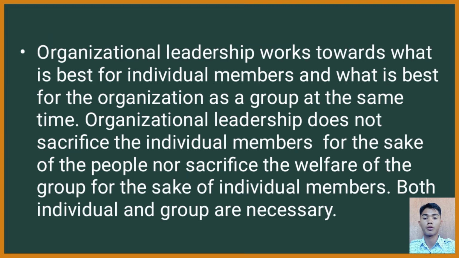Next meaning is organization works towards what is best for individual members and what is best for the organization as a group at the same time. Organizational leadership does not sacrifice the individual members for the sake of the people, nor sacrifice the welfare of the group for the sake of individual members. Both individual and group are necessary.